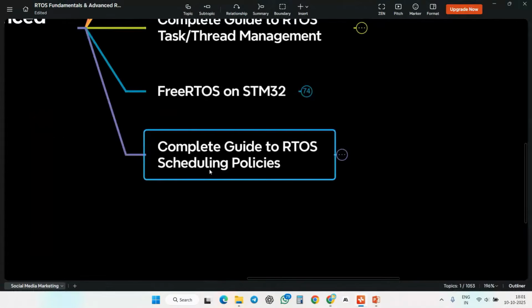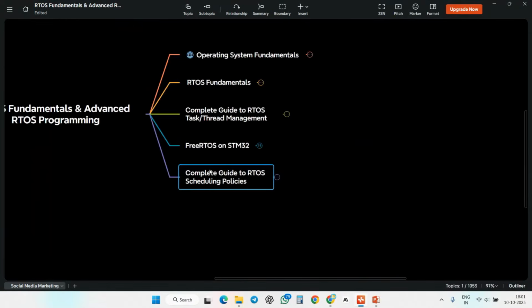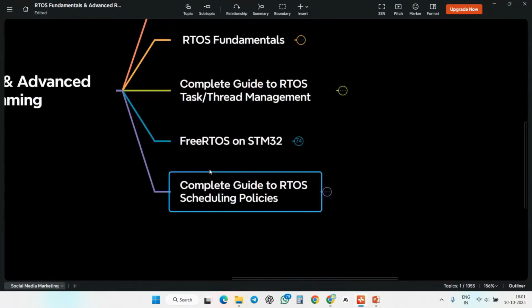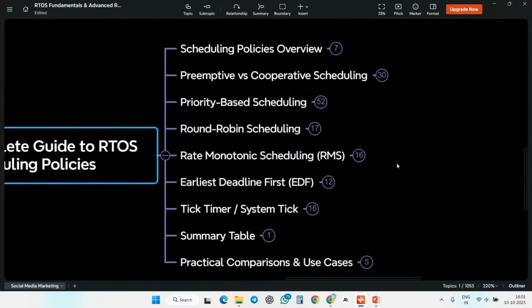Complete guide to RTOS scheduling policies. So today we are going to completely study the scheduling policies which happen in your RTOS. We already discussed the fundamentals and all the things we mandatorily need to know, so today we are going to study the scheduling policies. What are the scheduling policies it is going to follow?